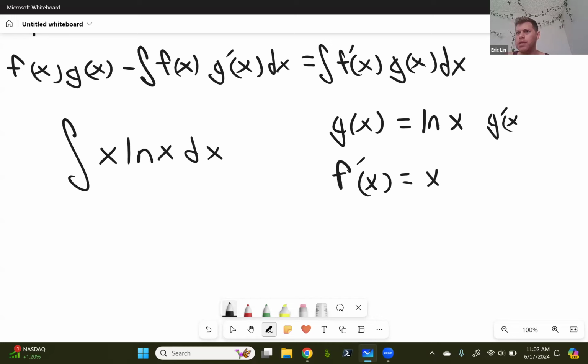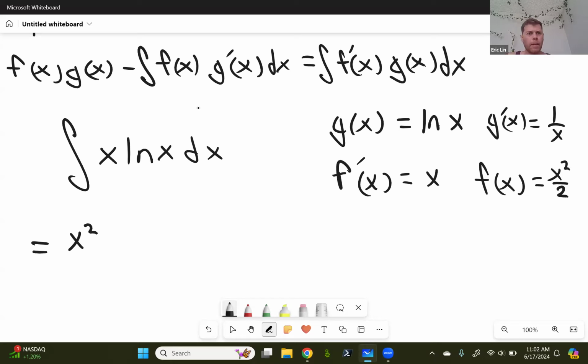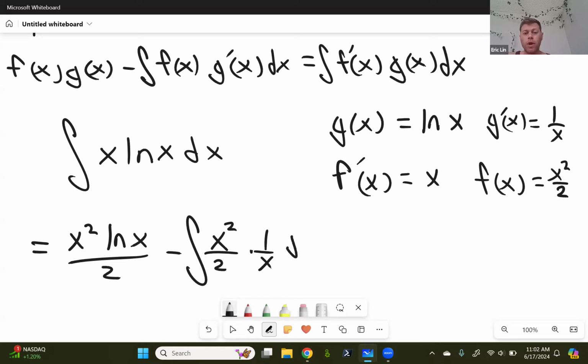So g prime of x, once again, I'm making the assumption that you know what this derivative is. But for those of you who don't know, it's 1 over x. And f of x would be equal to x squared over 2. All right, cool. So let's go ahead and apply that to our formula. So we'll have x squared ln x over 2 minus the integral of x squared over 2 times 1 over x dx.